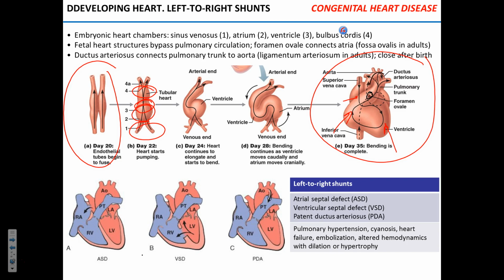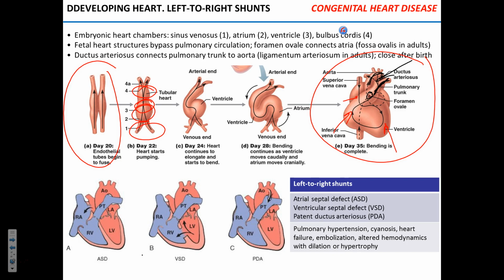Moreover, the aorta and pulmonary trunk are connected by a structure called the ductus arteriosus. And the huge classes of congenital pathologies stem from the failure to establish proper separation of atrium from atrium, ventricle from ventricle, or aorta from pulmonary trunk.